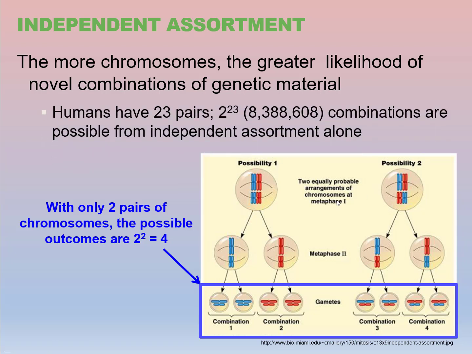Now humans have 23 pairs, so now we're looking at 2 raised to the 23 power. So this exponent is how many pair of chromosomes. When you do that math, it's something over 8 million. So that's 8 million possible combinations just from independent assortment. So that's pretty significant. And then when we get into crossing over and we see genetic exchanges on those non-sister chromatids, we get even more genetic diversity.